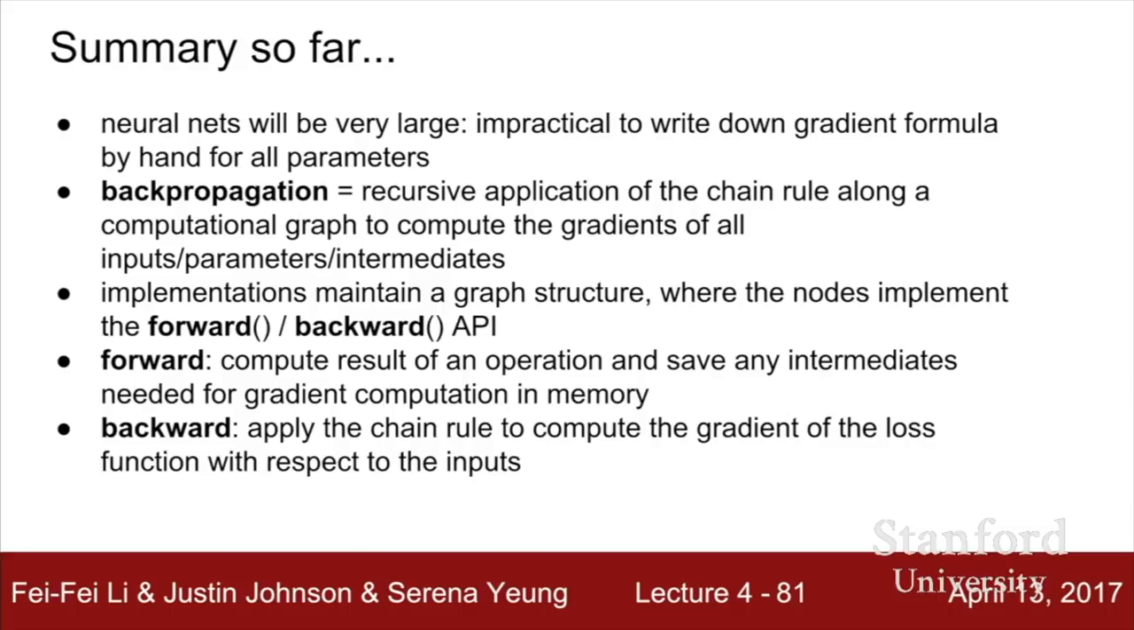And we've also talked about how this implementation in this graph structure, each of these nodes, you can see as implementing a forward and backwards API. In the forward pass, we want to compute the results of the operation, and we want to save any intermediate values that we might want to use later in our gradient computation. And then in the backwards pass, we apply the chain rule, and we take this upstream gradient and multiply it with our local gradient to compute the gradient with respect to the inputs of the node, and we pass this down to the nodes that are connected next.